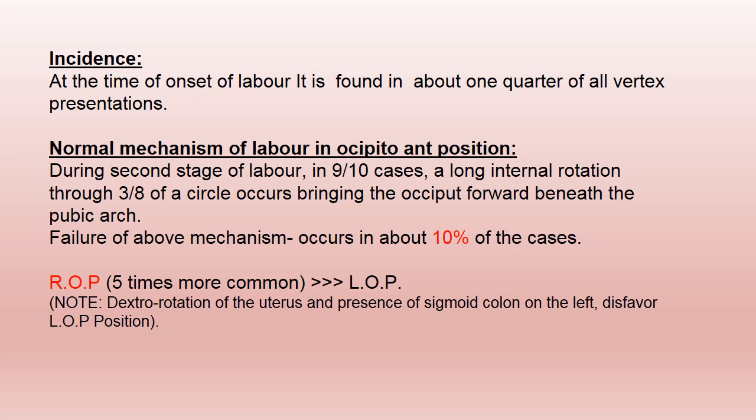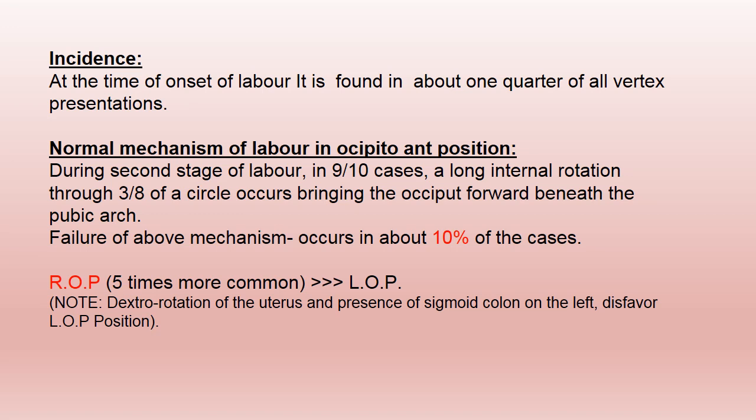Normal mechanism of labor in occipito-anterior position: during the second stage of labor, in 9 out of 10 cases, a long internal rotation through 3/8 of the circle occurs, bringing the occiput forward beneath the pubic arch. Failure of the above mechanism occurs in about 10% of the cases, and occipito-posterior position occurs.